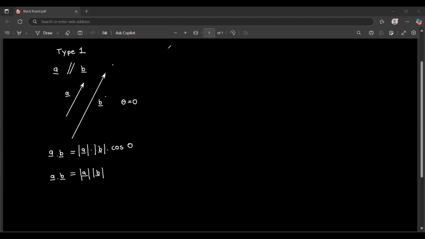Now let's go to type 2. What if two vectors are perpendicular to each other? Well, the representation must look something like this. We have vector A and then we have vector B, and they are perpendicular to each other.